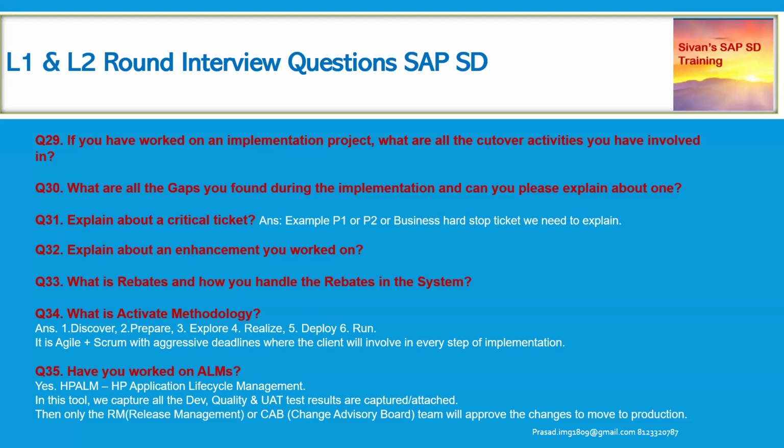Then only the release management or CAB team, that is the change advisory board, will approve the changes we have made in our change request or enhancement, whether it is a half-yearly, quarterly or weekly release. Based on that they will approve them, and then only the system will allow us to move the changes from the quality system to the production system.